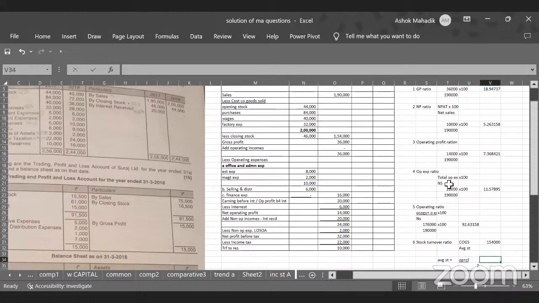So what is opening stock? 44,000 plus 46,000. So 90,000 divided by 2, so it will be 45,000. Okay. You get the answer in times. We don't multiply by 100, right? So 3.4 times. That's it. This way you have to calculate balance sheet ratios. Okay.